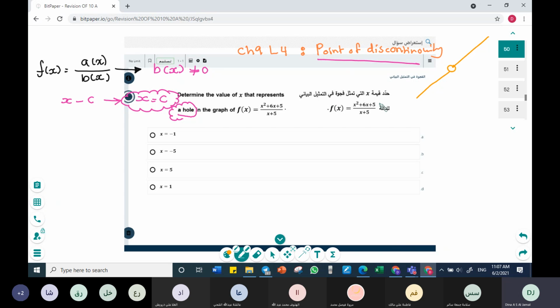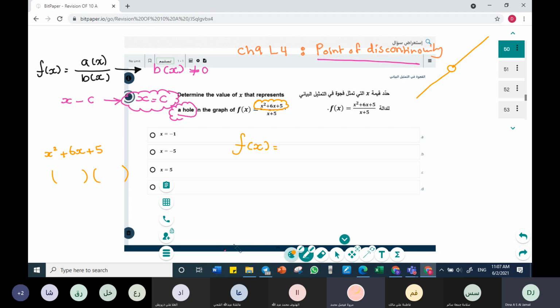So, let's now have a look at the given function, f of x equals x squared plus 6x plus 5. Can I simplify this further? Yes. How can I simplify it? How can I write it into roots? Factorize x squared plus 6x plus 5 for me.